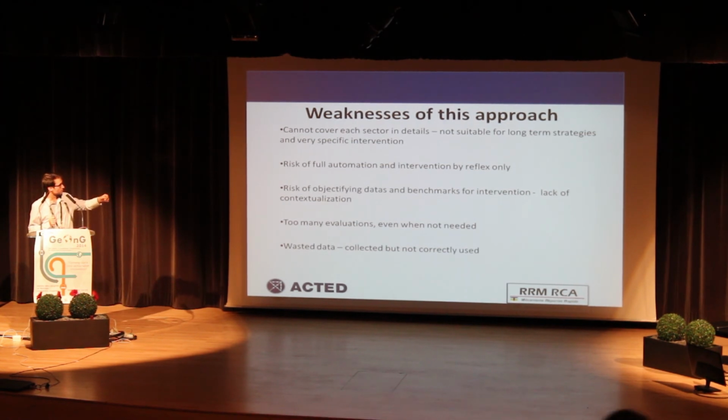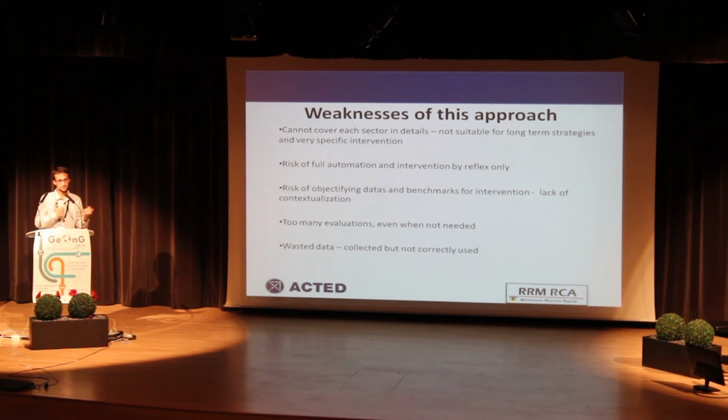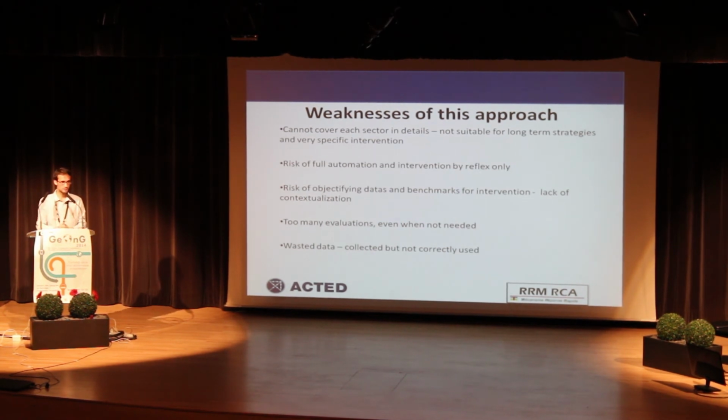Of course, the risk of full automation and intervention by reflex only exists. We don't want NGOs to come and go there just because the indicator is at this level, just above the benchmark. There is a risk of objectifying the data and the benchmark for intervention, saying, okay, if the food consumption score is this, we need to intervene. And no, it does not work like that, definitely not, because it's indicators that change depending on other data.